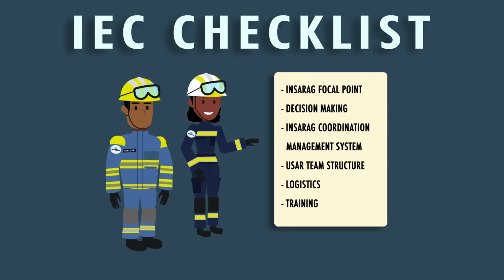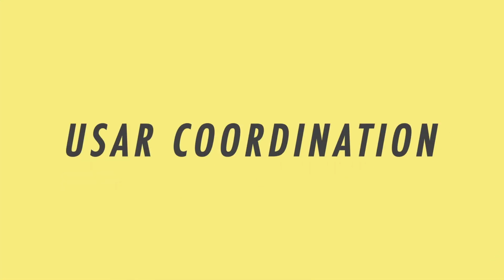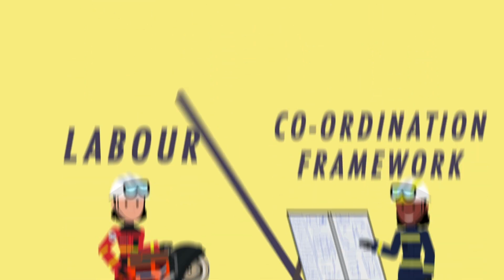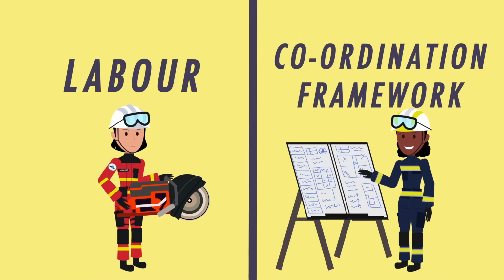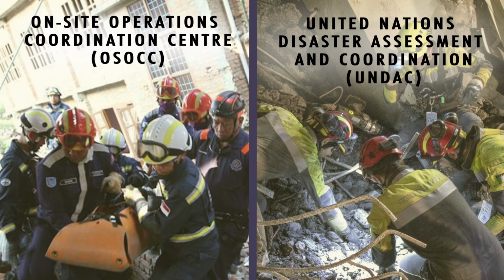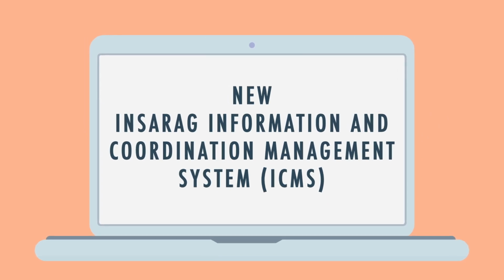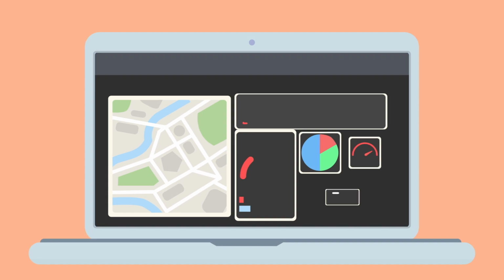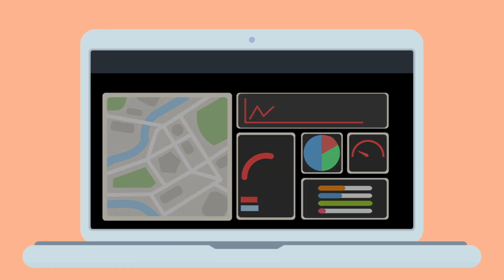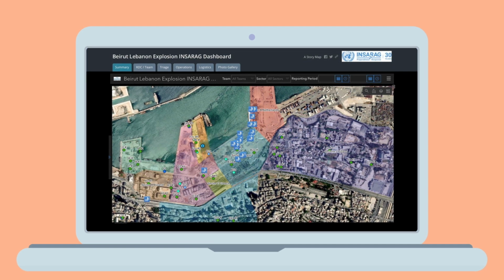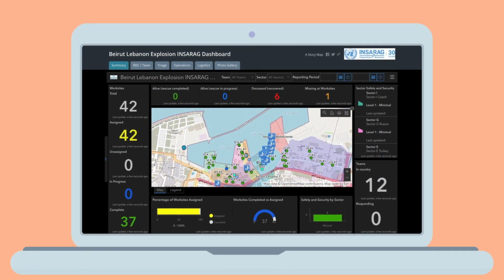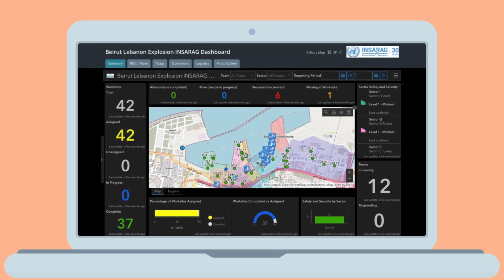First, as part of the IER process, 6 items under the IEC checklist have been designated as part of the pre-greening process placed under the mentor's responsibility. Next, USAR coordination is included as a new methodology which establishes a clear division of labor and coordination framework between USAR teams, the UN On-Site Operations Coordination Center and UNDAC. The guidelines also see the introduction of a new INSARAG ICMS. The ICMS includes field data collection, USAR coordination functions, and at-a-glance dashboard with views of relevant key elements collating live input and data from teams and providing constant situational awareness.